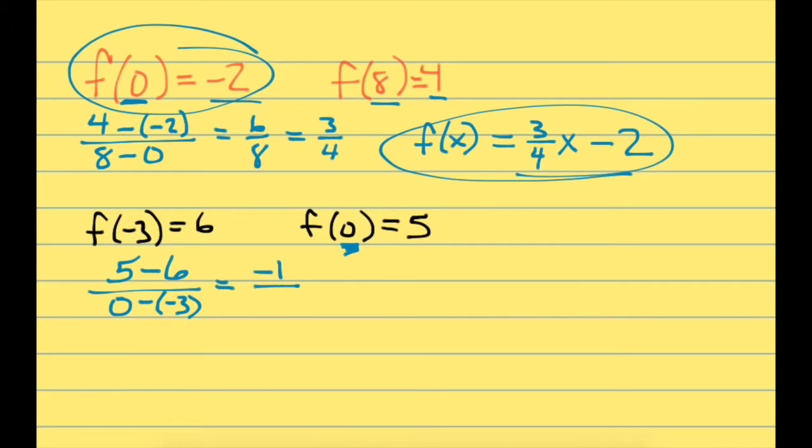On bottom, 0 minus -3 is +3. So our slope is -1/3. So we have f of x equals -1/3 x plus 5.